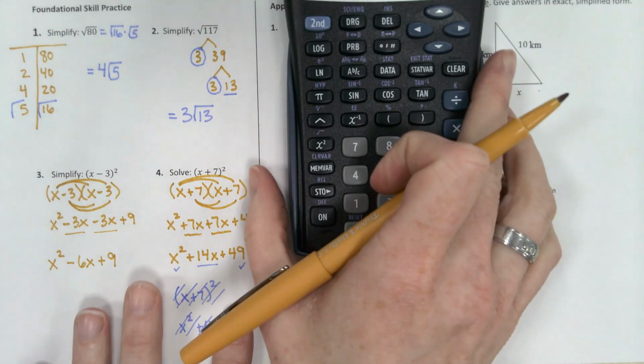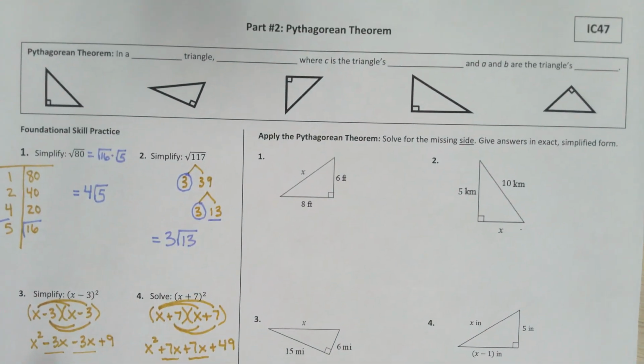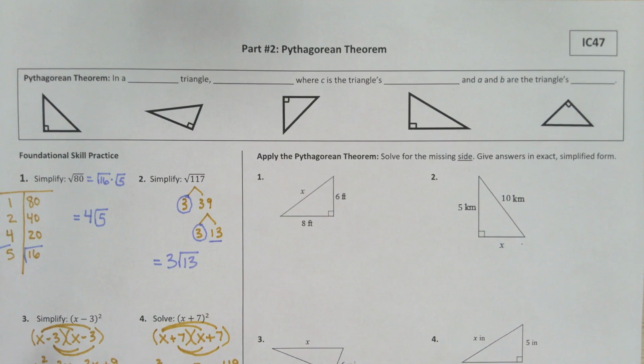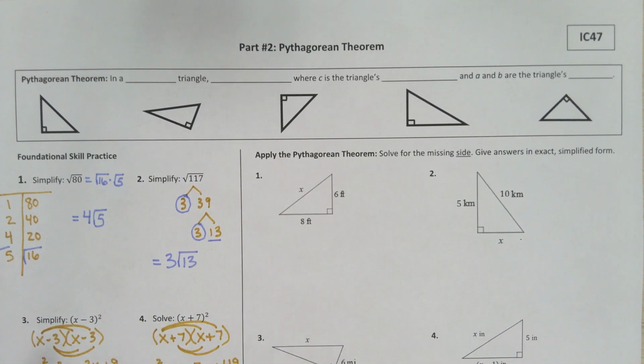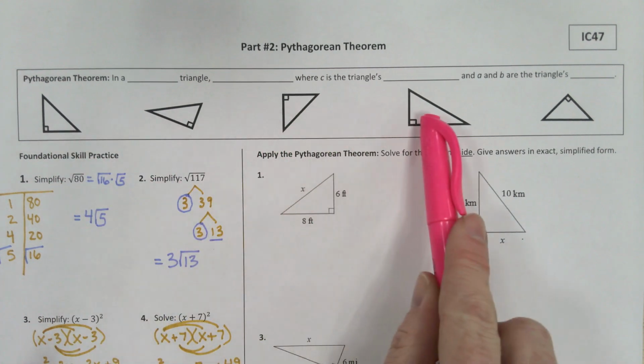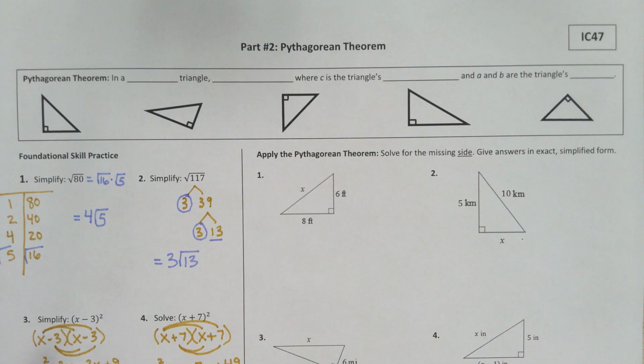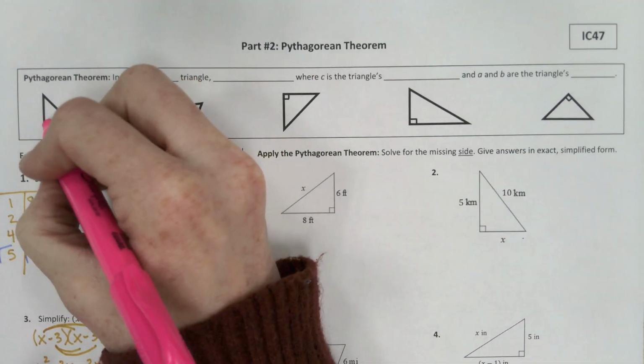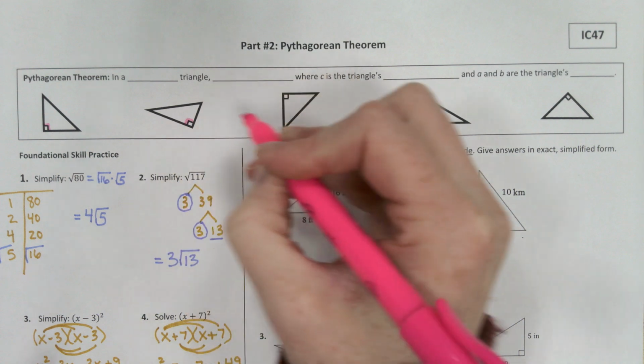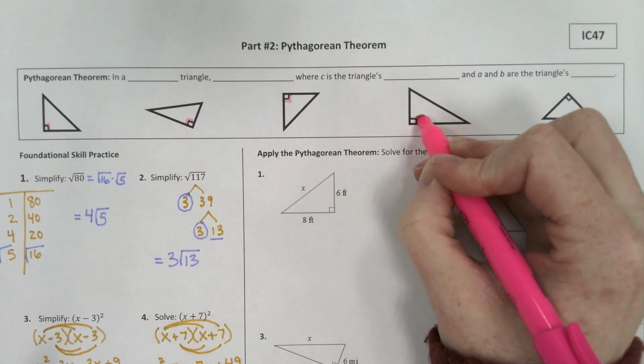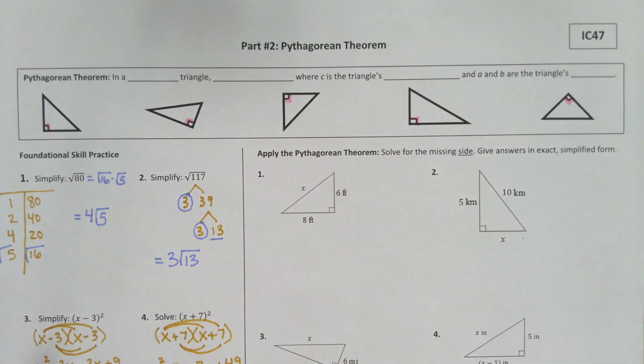All right, why are we doing all of these things? Well, in Standard 11, we are going to learn something called the Pythagorean Theorem. And the Pythagorean Theorem can be used in all 5 of these triangles. So if you look at what they have in common, they all have a right angle. It just happens to be in a different location in each one of these pictures.